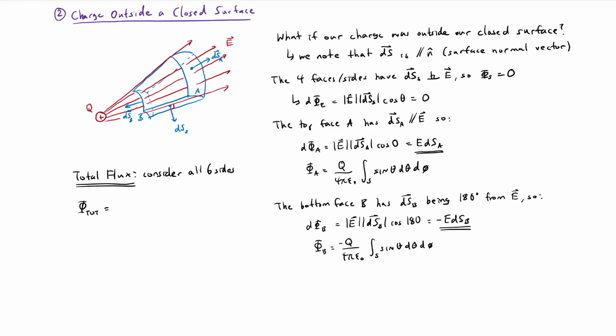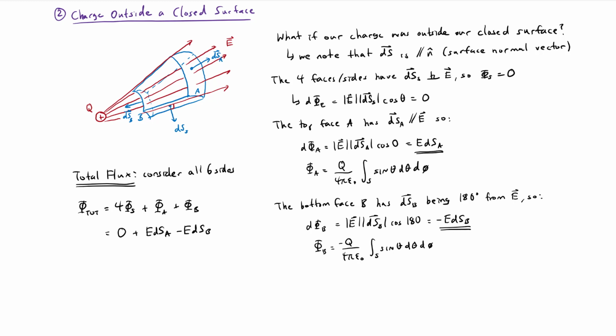So the total flux is going to be equal to 4 times the flux of the sides, because there's 4 sides, and we're assuming all 4 of the sides are equal in area. Although I didn't really draw it like that, but we're just going to assume all 4 sides are equal. So that plus the flux going through A plus the flux going through B. We know that this is 0. We know that this is E dSA, and this is minus E dSB.